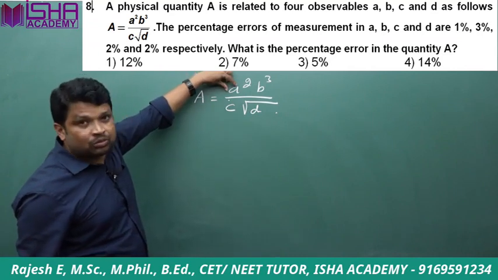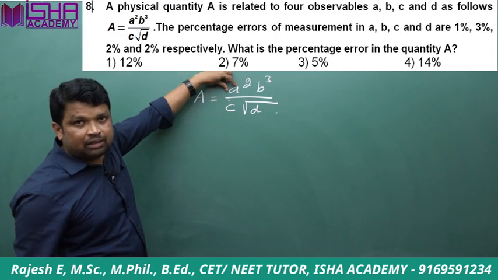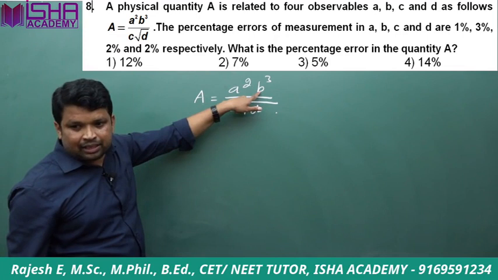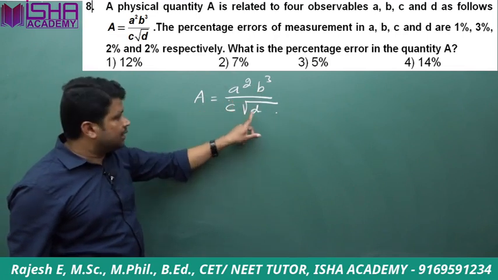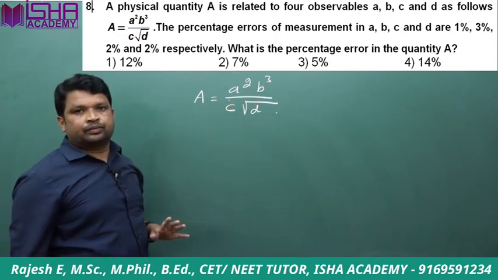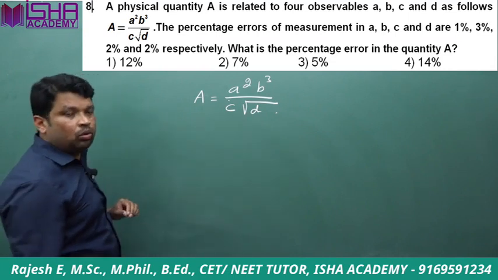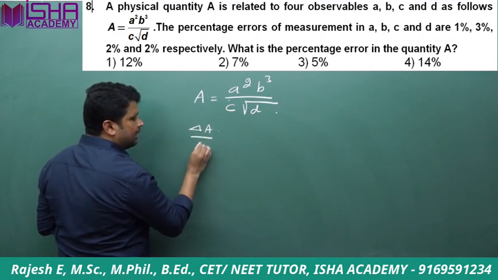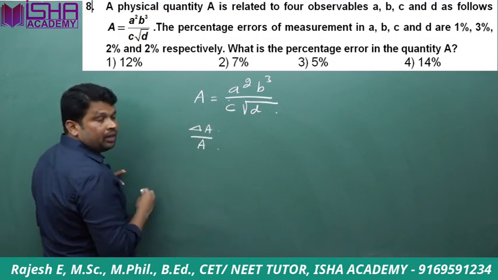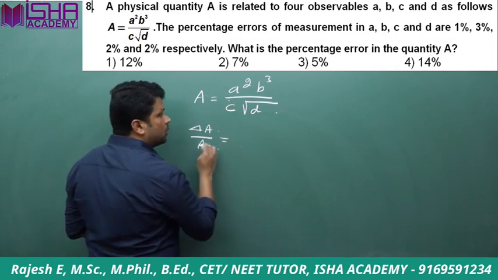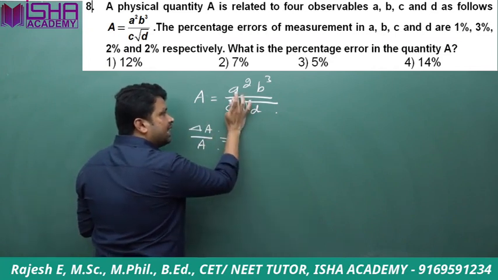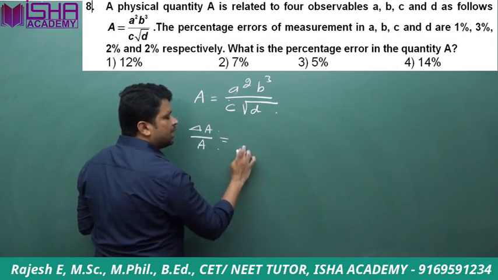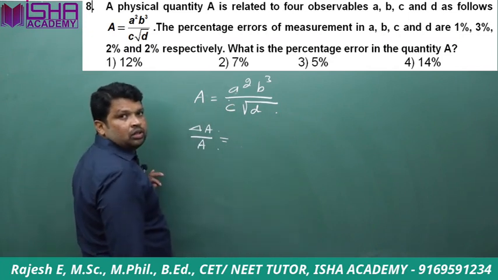That is, this is 1% and that is given. See in the question, that is given. So this is 3%, right? This is 2% and this is 2%. This is given. Now, how are we going to write that? The percentage error in A is delta A by A, and that delta A by A is equal to, see, if it is A, delta A by A, the percentage error is delta A by A into 100, right?